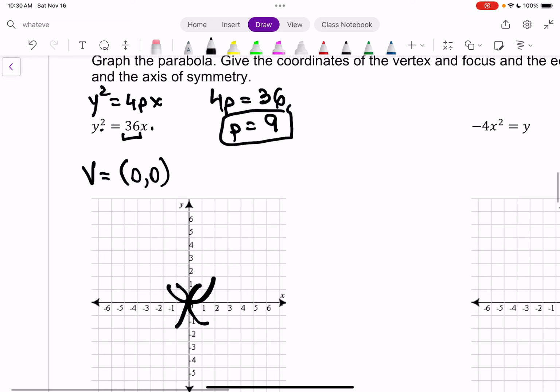Then I need to think about where this parabola will open. Left, up, down, right? Which way do I go? The way we're going depends on who's being squared. The fact that y is being squared means I do not have a function, so this parabola is going to open left or right. Since p is equal to 9, I'm just going to go by threes because this is a little much. So this should be 3, 6, and 9. Each of these units, I'm picking to be 3 units.